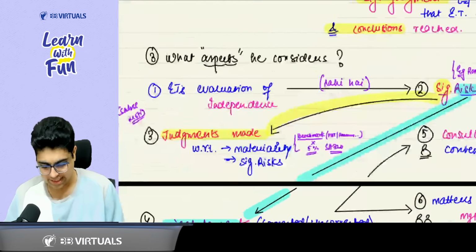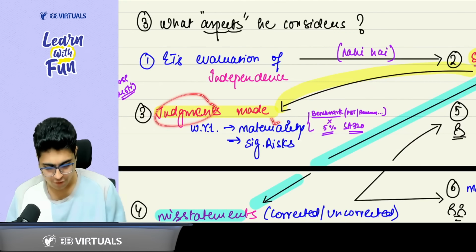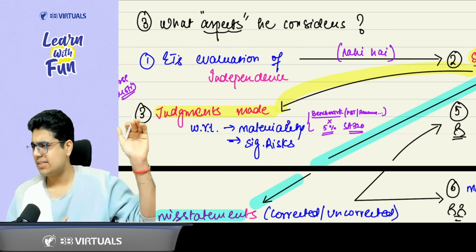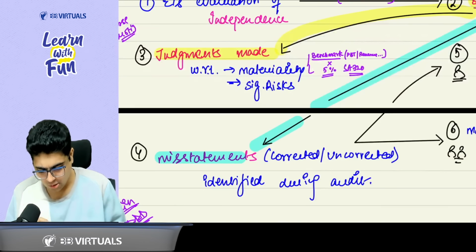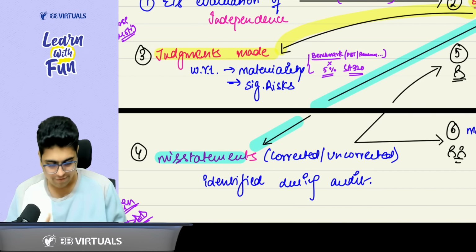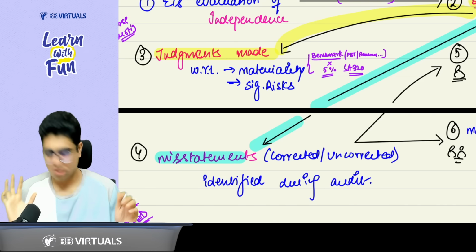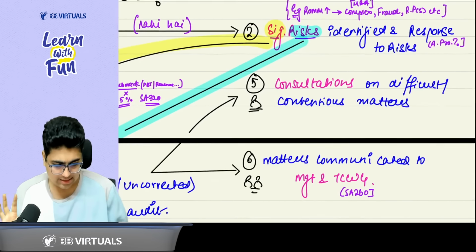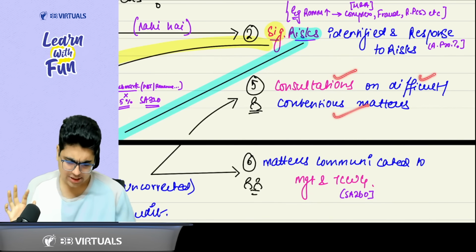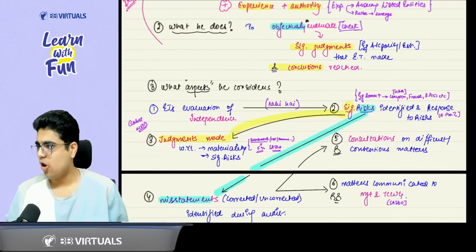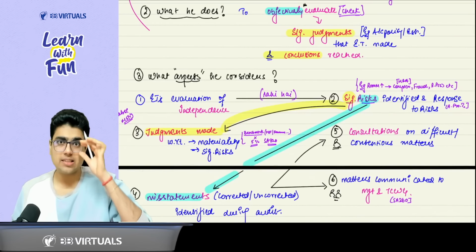Then, sir, he will check the areas of judgment. Judgment for materiality. How was the benchmark selected? What is the percentage applied? Significant risk. All judgments he will check. Then he will check how the firm dealt with misstatements, whether corrected or uncorrected, identified during the audit. Then he will check the consultations on difficult and contentious matters and the matters communicated with management and TCWG. So all the important aspects he will focus on.